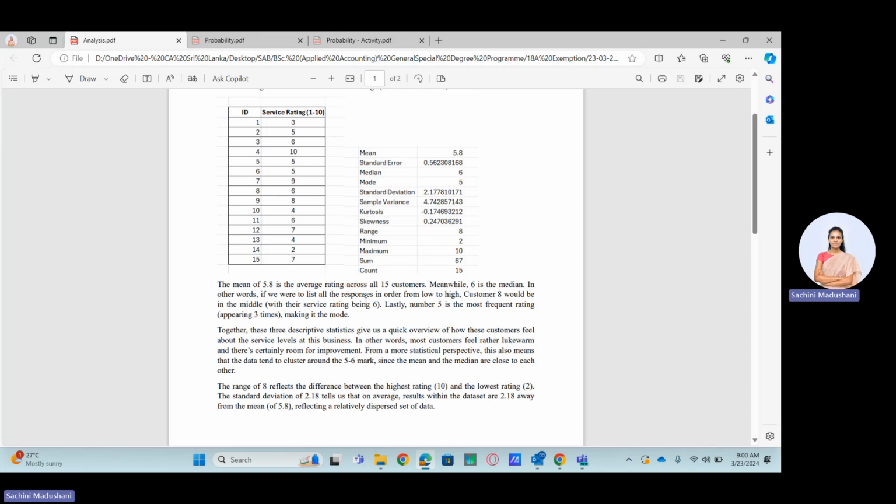In this example, we calculate the mean value as 5.8. That is the average rating. Then 6 is the median. Then the very important thing is what? The mode in here. This is a qualitative type, customer satisfaction. They give their ratings value, not the marks value in here. The most frequent rating is 5. It appears 3 times in here.